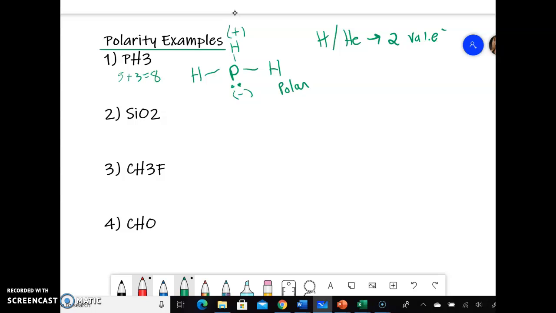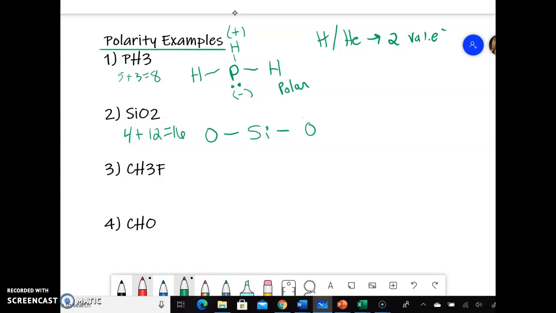All right, let's do another one. So for silicon dioxide, first you might want to go ahead and add up the valence electrons. Silicon has 4, each oxygen has 6, and there's 2 of them, so that makes it 12. So we're talking about 16 electrons. So put silicon in the middle, oxygen on each side, and then we can go ahead and start to pair them up, or to bond them up. So we've used up 4 electrons, we have 12 more to go.